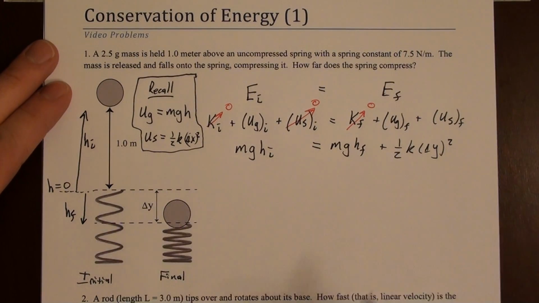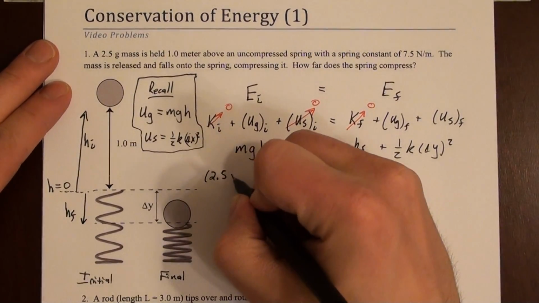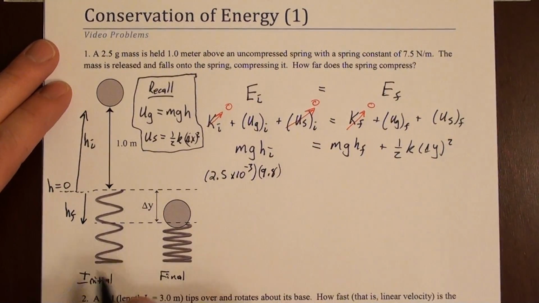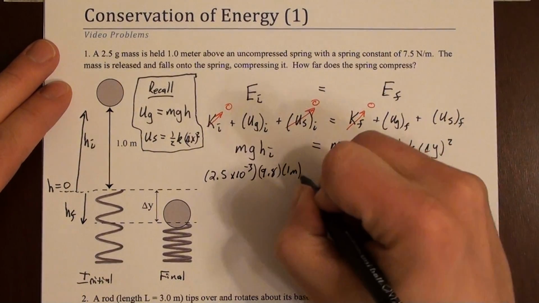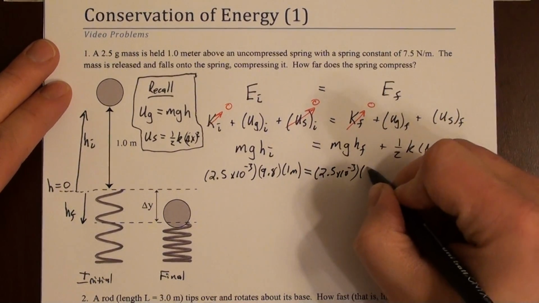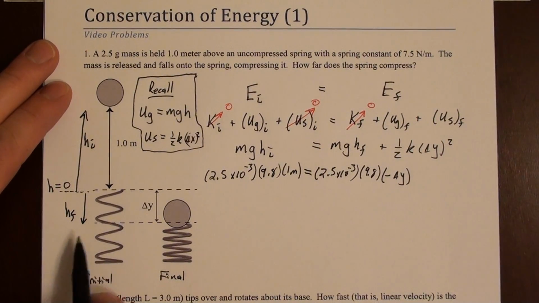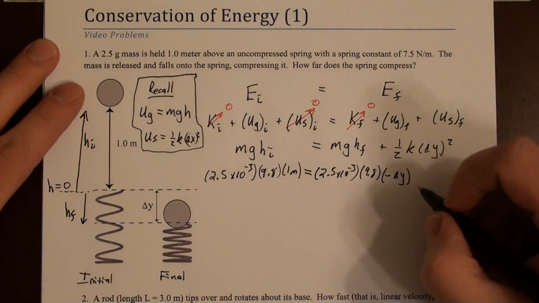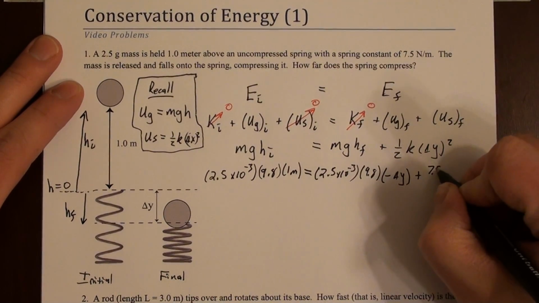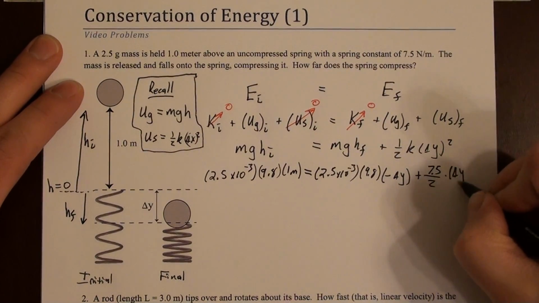So let's fill out some numbers here. The mass is 2.5, and it's grams, so it's times 10 to the minus 3, times g is 9.8, times h initial, which is 1 meter. And that equals the same 2.5 times 10 to the minus 3 times 9.8 times h final. H final is minus delta y, because we're below what we've called 0 by delta y. And then it's 1/2 of k. K we're given is 7.5. So 7.5 times 1/2 times delta y squared.